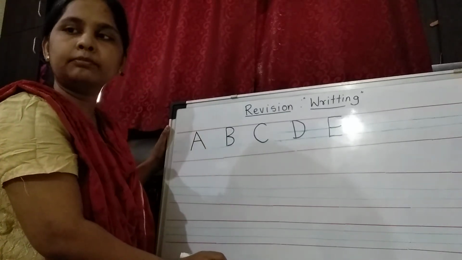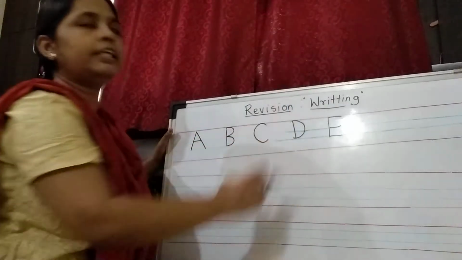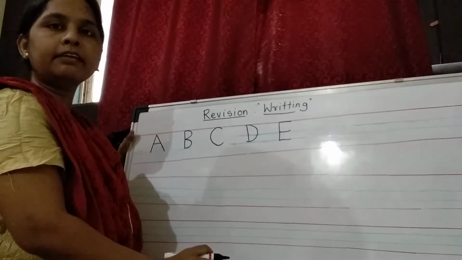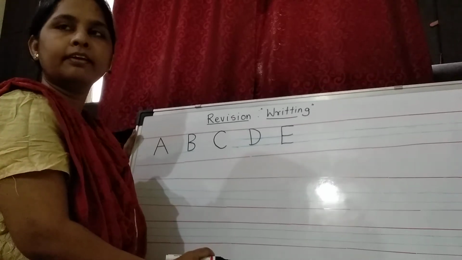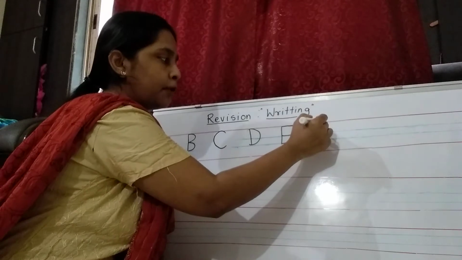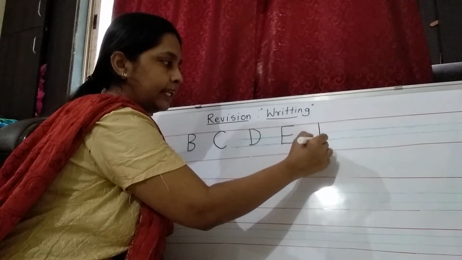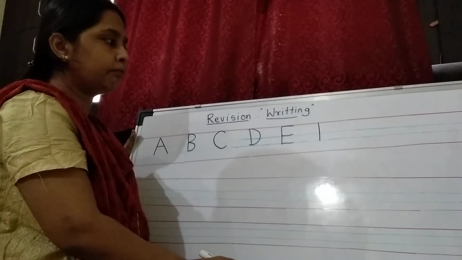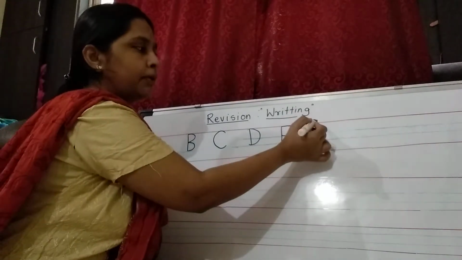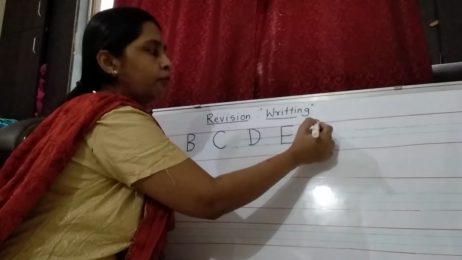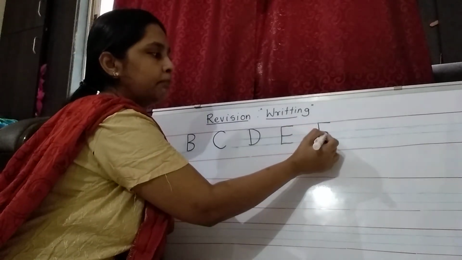Done, children? After E, next letter? F. Yes. So F is also easy. Keep your pencil on the red line, standing line down up to the blue line. Come on, be with me. One sleeping line.